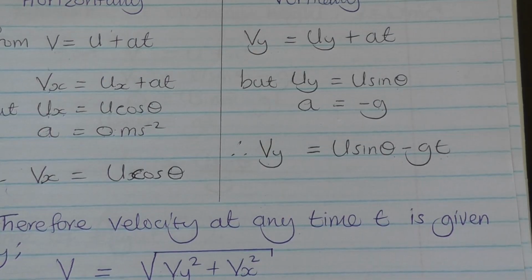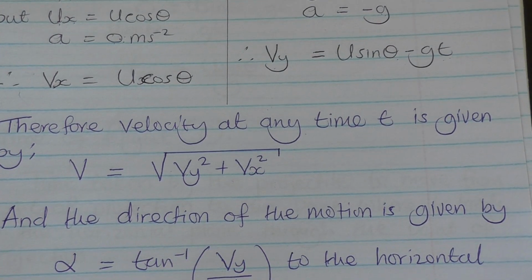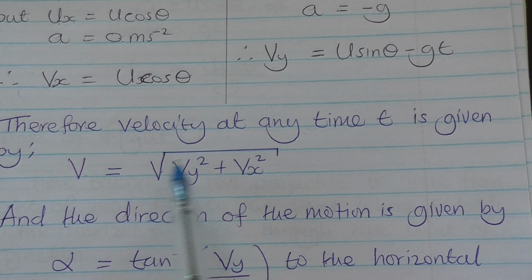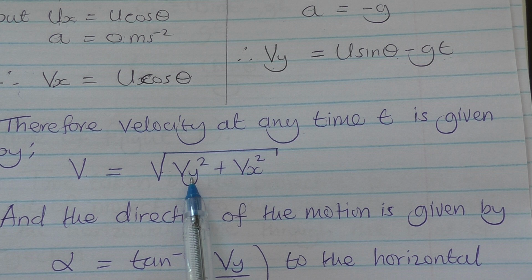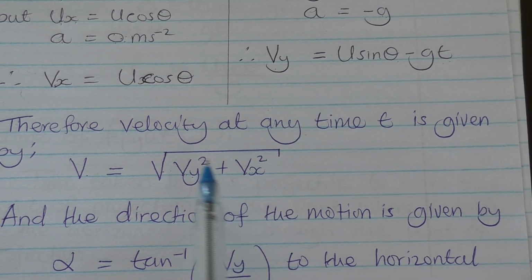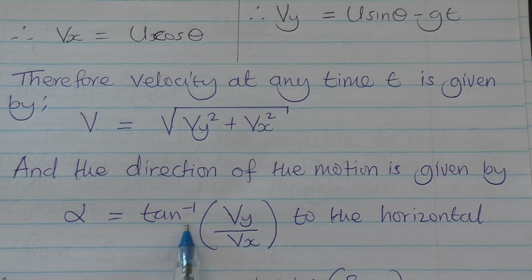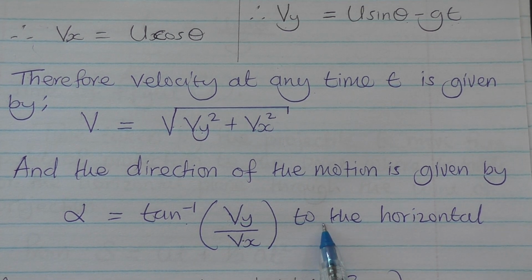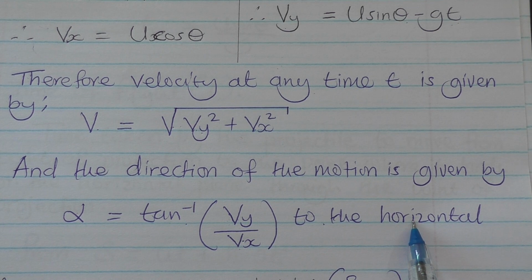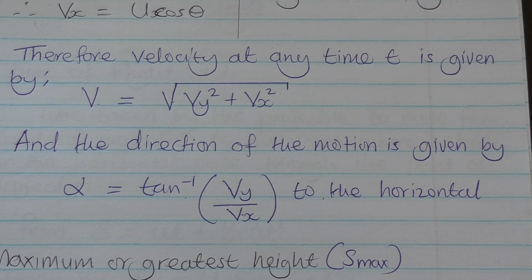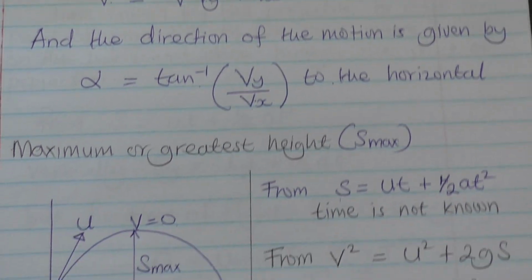And now, if we are to get velocity at any time, we shall simply get the velocity as the square root of Vy squared plus Vx squared. And its direction is also given by the arctan of Vy over Vx, and this is acting to the horizontal. That's how we get velocity and its direction at any time t.